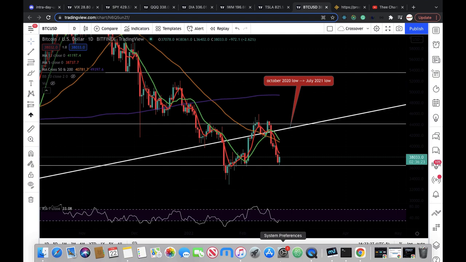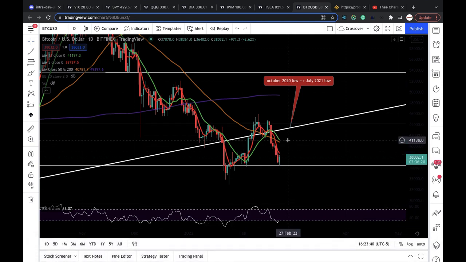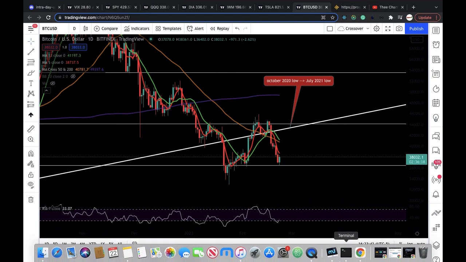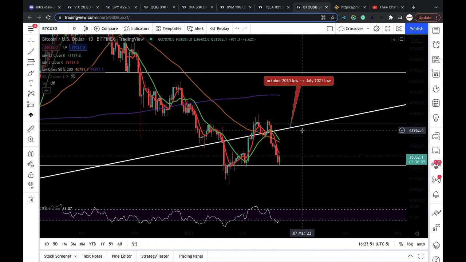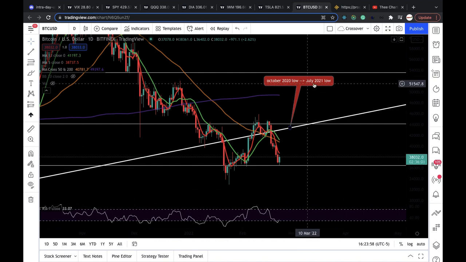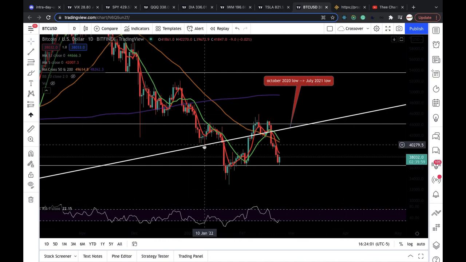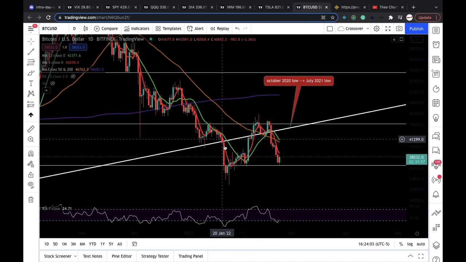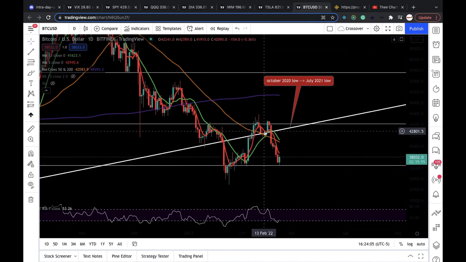Then we can look to the next resistance level, which would be the 50-day moving average, currently around 40.7K. If Bitcoin can get back above that, 41K or above, that's a good recapture of the 50-day moving average. A big win for the bulls. And maybe we can go back and backtest this multi-year trend line from the October 2020 low to the July 2021 low, and of course the January 10th low. We lost it, recaptured it, tested that support again, lost it again. And let's see if we get a back test, okay?